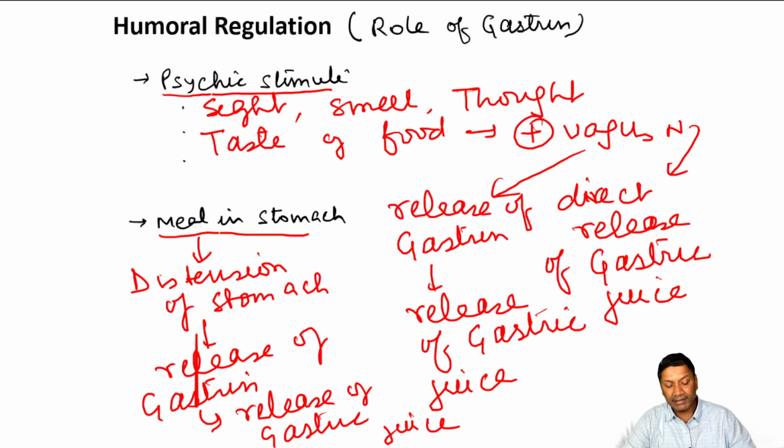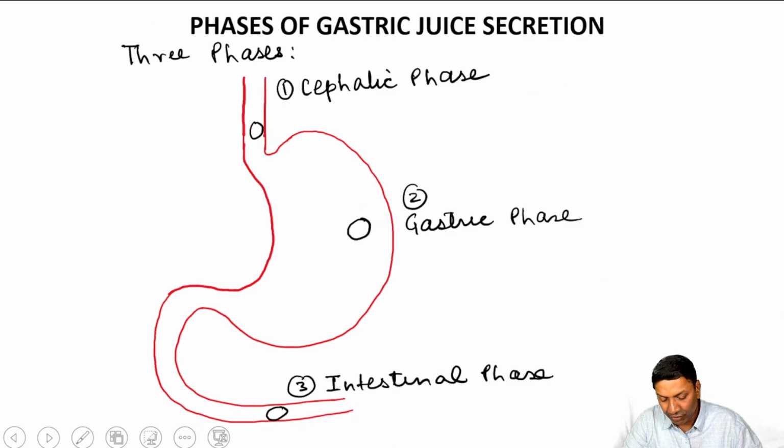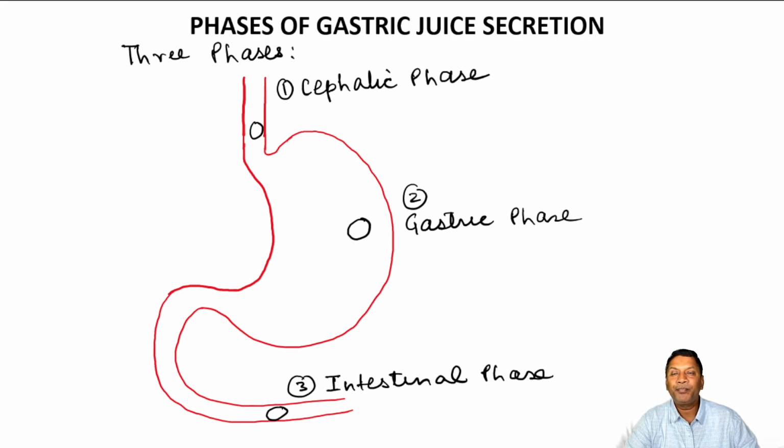And the distension of the stomach will also cause stimulation of the vagus nerve, and this vagus nerve will again lead to release of the gastric juice, right? So this is how there is the regulation of the gastric juice. Then in this topic, there are the phases of the gastric juice secretion.